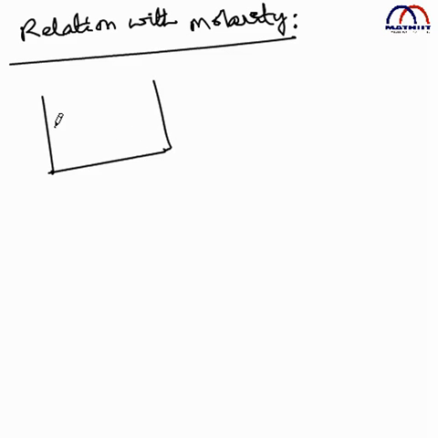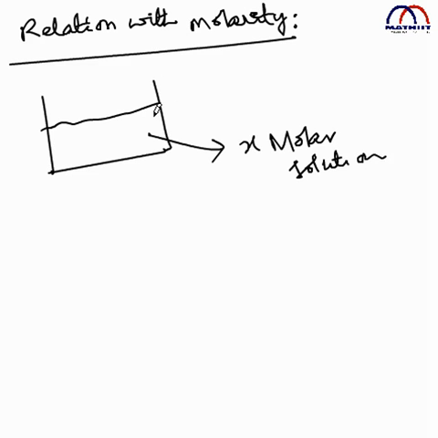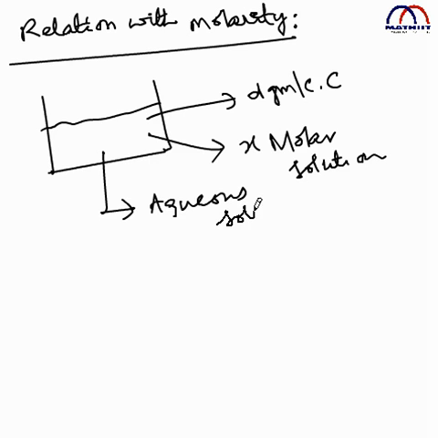Whenever molarity is given and you want to convert that into molality and mole fraction, we need the density there, right? Suppose imagine that an X molar solution is given whose density is equal to d grams per cc. Now it is an aqueous solution. The nature of the solution is also required here. It is an aqueous solution. Now it is asking for the mole fraction of the solute.